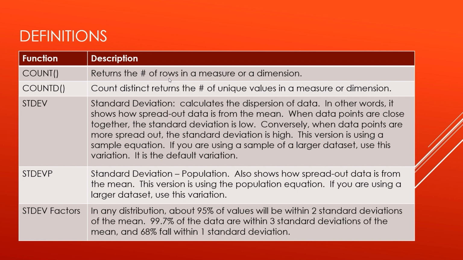And then at the bottom, because you'll see this when we get in there, the standard deviation factors. In any distribution, about 95% of values will be within 2 standard deviations of the mean. 99.7% of the data are within 3 standard deviations of the mean, and 68% fall within 1 standard deviation. And you'll be able to visually see that when we get to that lesson.